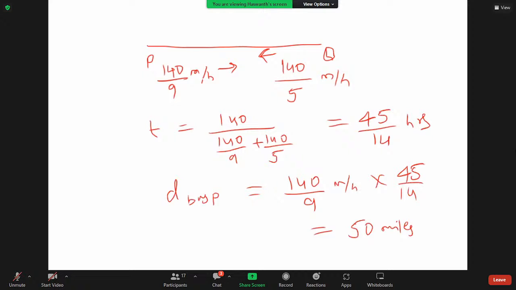So find out what this time is, how much time after which they meet, which is given by distance between them by sum of their speeds. Direct substitution of values in the formula. Then you get what this time is. Then find out distance. Distance is speed into time.